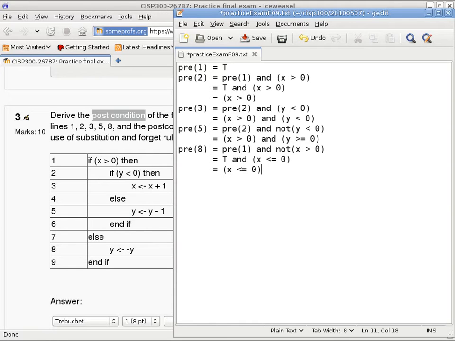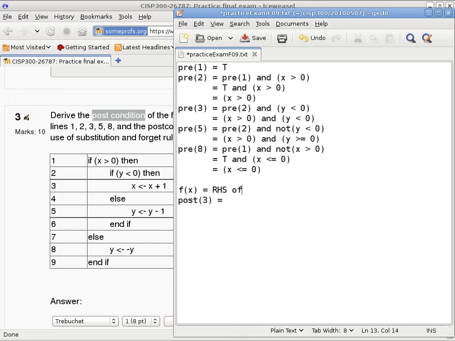Now, post 3 is based on pre 3 because we already know the precondition of line 3 is this expression here. Is the right-hand side of line 3 reversible? If I look at it as a function of x, is it reversible? Yes. The answer is yes, it is reversible. So what we do is we use the usual way, express f of x as the right-hand side of line 3. Then the inverse function is just going to be x minus 1.